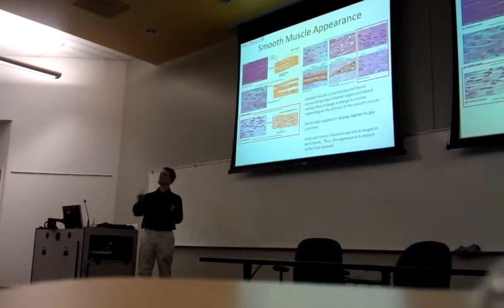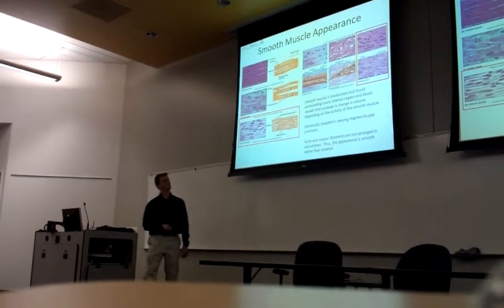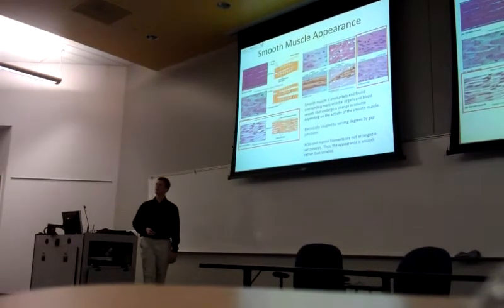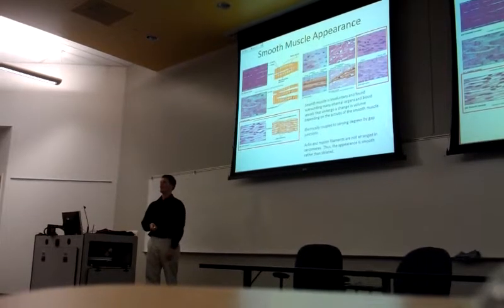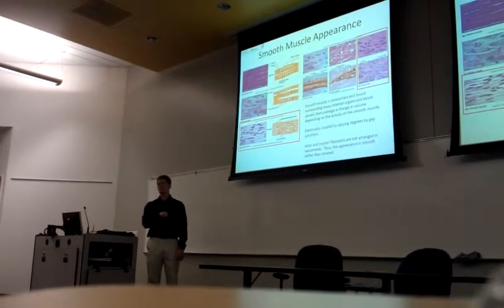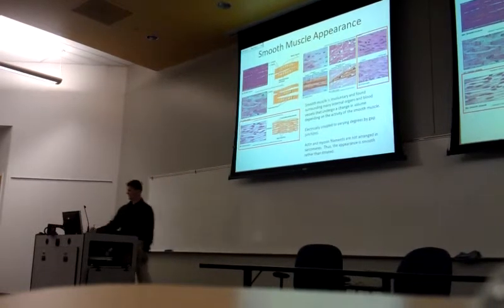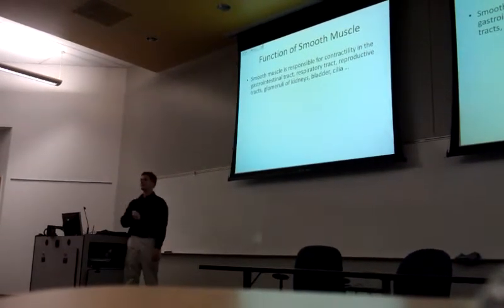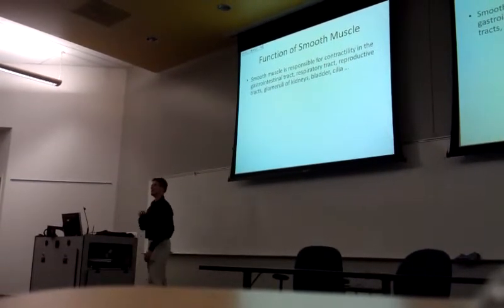Actin and myosin filaments, you'll be happy to know you still have them. You still have a cross bridge and they still slide past each other. They are just not arranged in circles. That's why it looks smooth. What does it do? Contraction in your GI tract. You don't think about that, right? Respiratory tract, reproductive tracts, kidneys, bladders, ciliary.